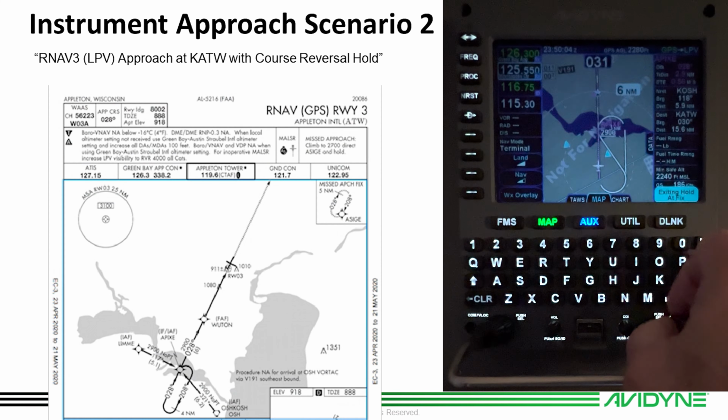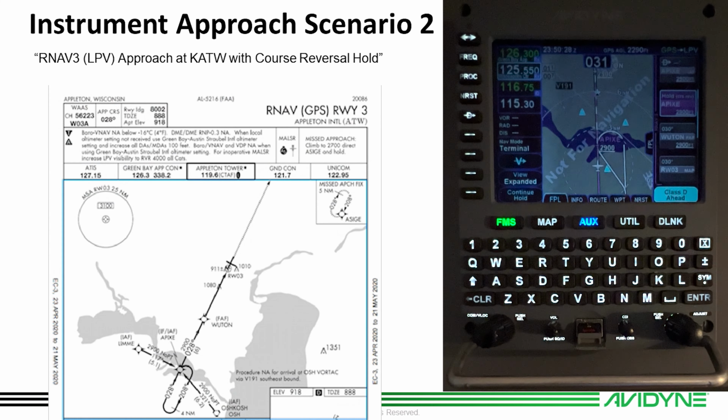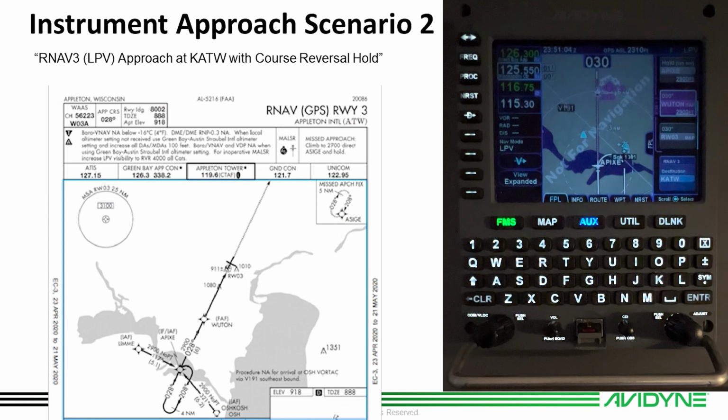You can see the leg after the hold is a barber pole, signifying we are leaving the hold after the course reversal. From here, you simply fly the LPV approach just as we did in the previous scenario.